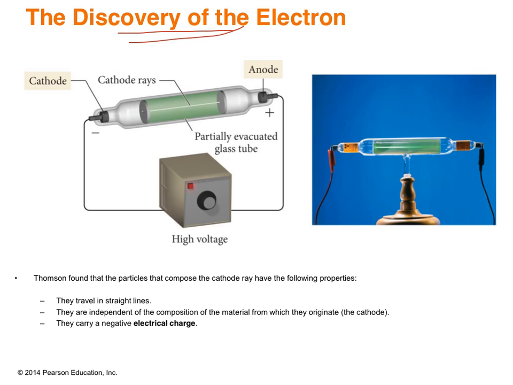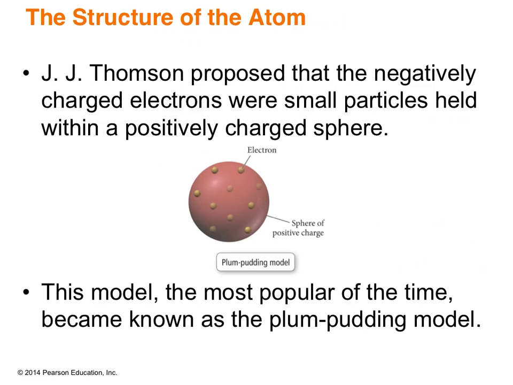Okay, and the important thing about the electron that you need to know is that it's found in atoms. It is negatively charged. Now, J.J. Thomson also proposed that the negatively charged electrons were small particles held in a positively charged sphere. This is known as the plum pudding model, and at that point it was a very popular model, and this was the first atomic model. Any little bit of view of the atom that they had, this was the first one.